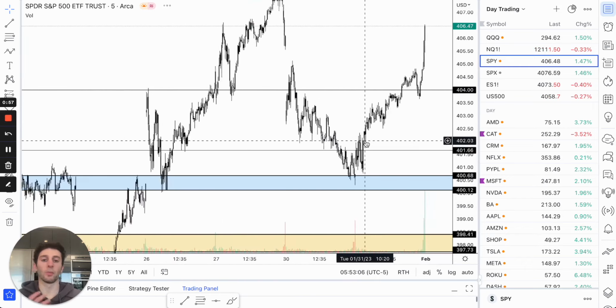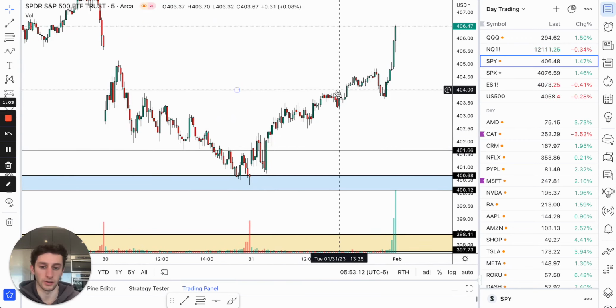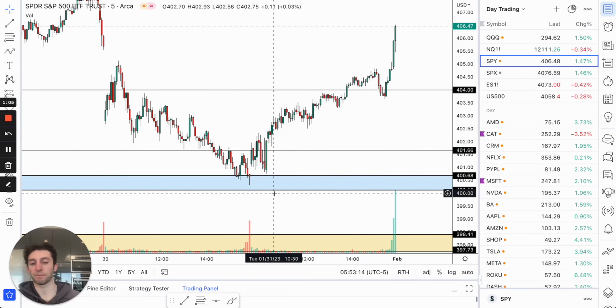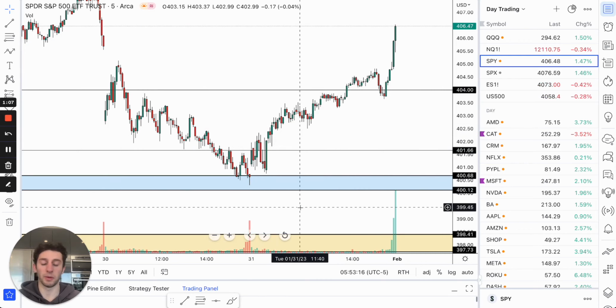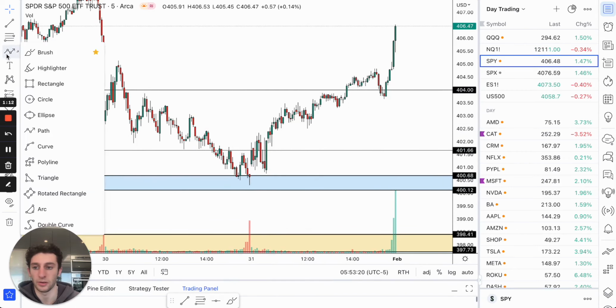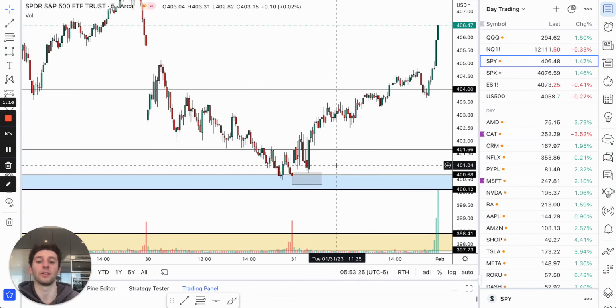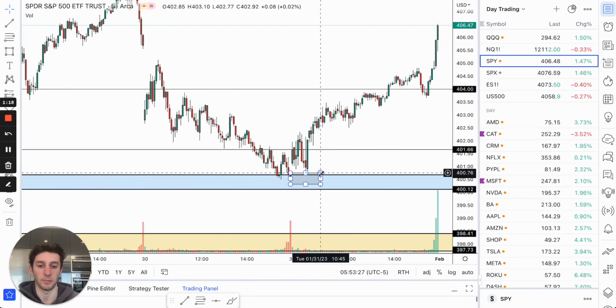So my plan this morning initially was I had these two levels marked here. I had this 401.66 and I had this 404 level here, as well as this blue zone here. Now, this blue zone was basically just a pivot zone I had. We also had a small gap up, which caused this demand zone here to form. So I was a little bit bullish to start the day as long as price stayed above this demand.